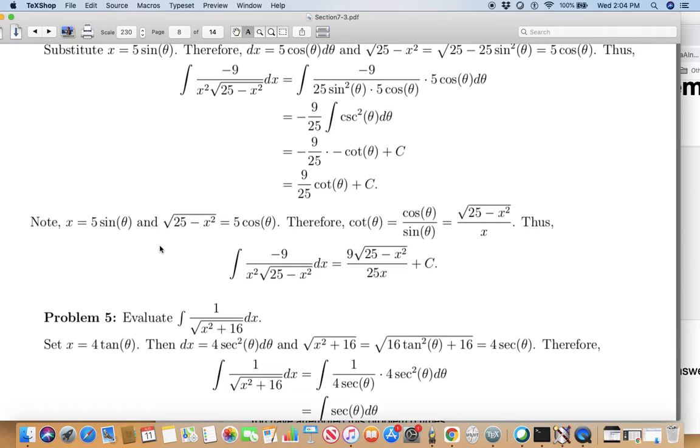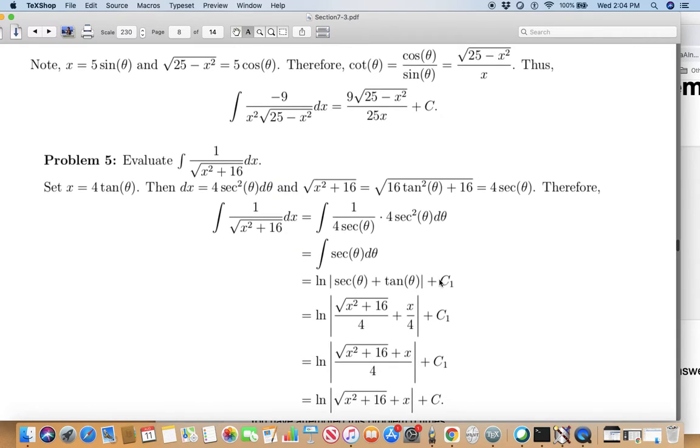x is 5 sine theta. The square root of 25 minus x squared is 5 cosine theta. What is cotangent? Cotangent is cosine over sine. Since they are both 5, you may as well write 5 cosine over 5 sine. It's still cotangent. 5 cosine is all of this, 5 sine is this. So your cotangent is this fraction. So 9 over 25 times that gives 9 root of 25 minus x squared over 25x plus the constant of integration.